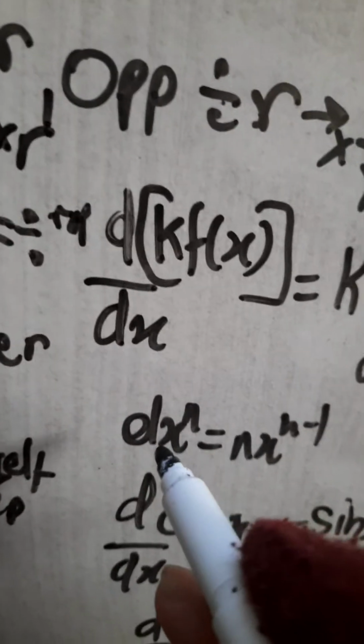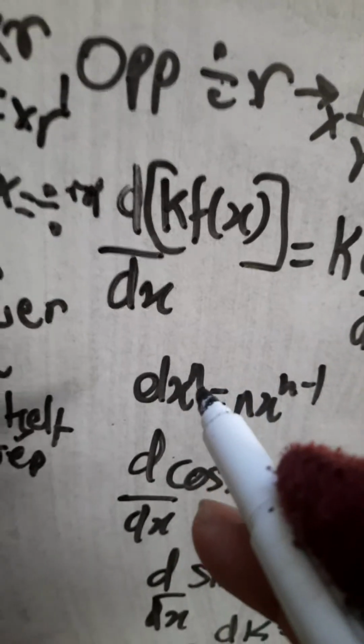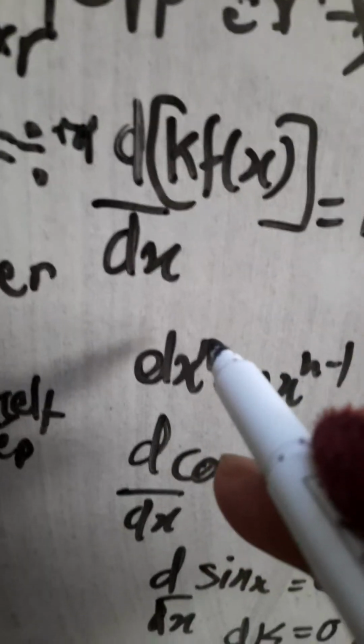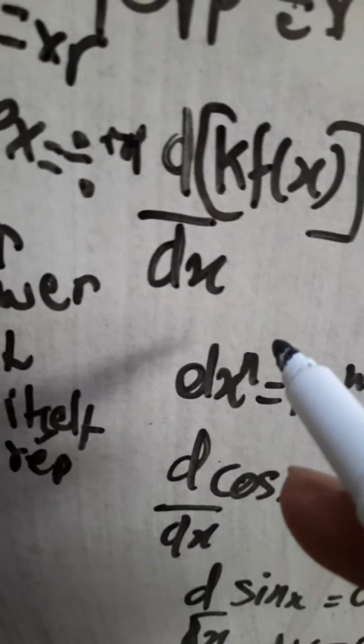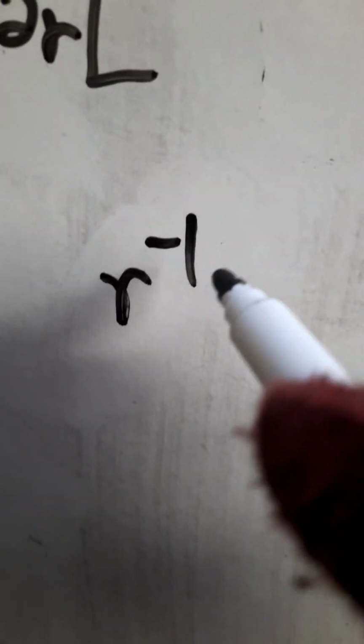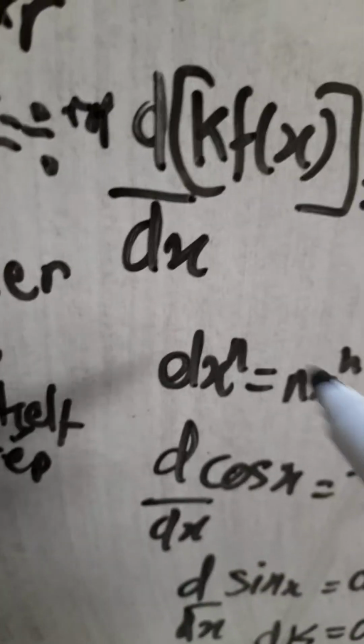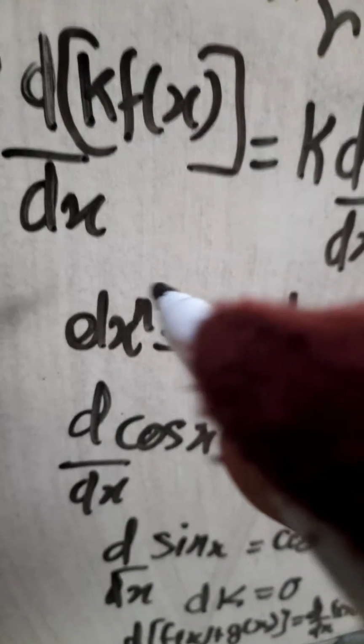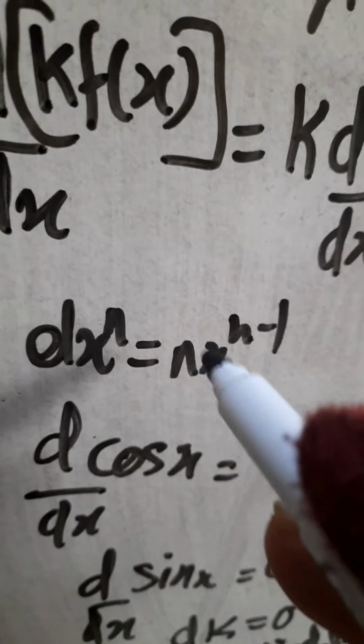Now I have to show you the derivative of r raised to minus 1. Like the derivative of x raised to n: in x raised to n, the raised-to thing is n. So here, in r raised to minus 1, the raised-to thing is minus 1, so minus 1 is n when we compare. And we operate on n, so it is n x raised to n minus 1.